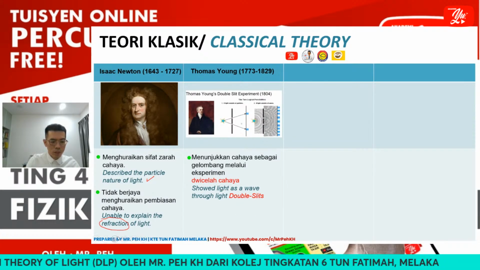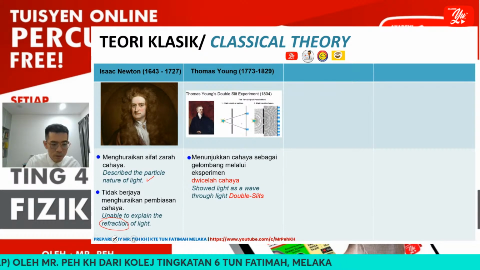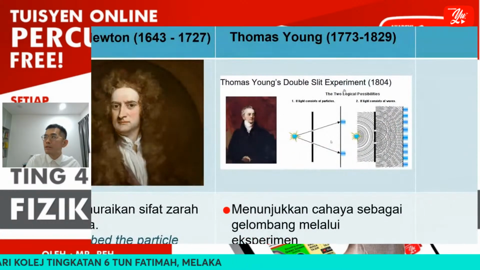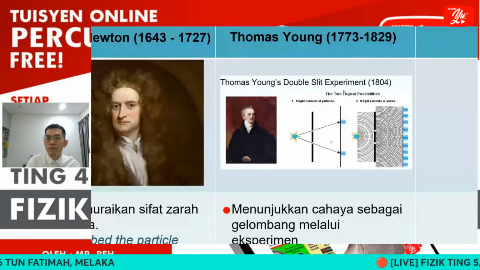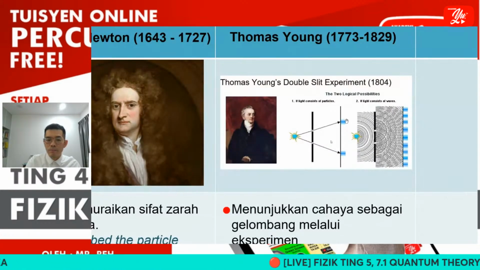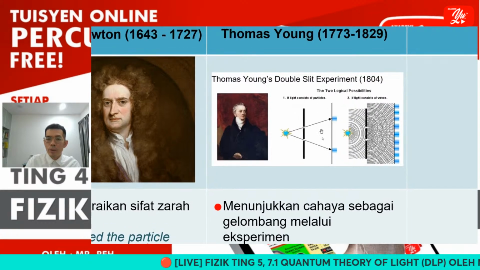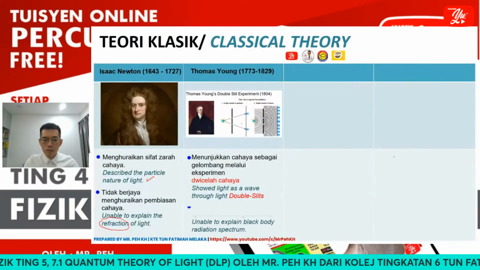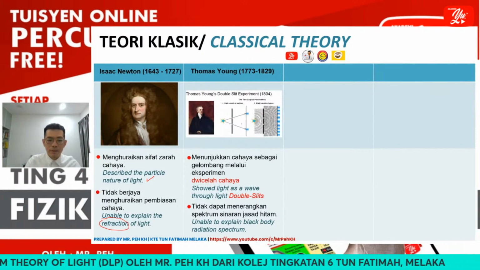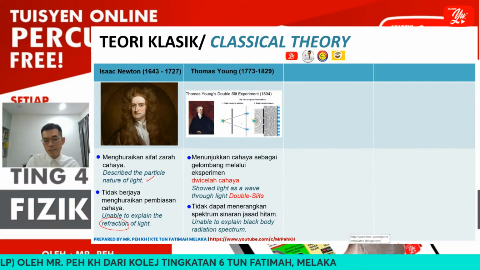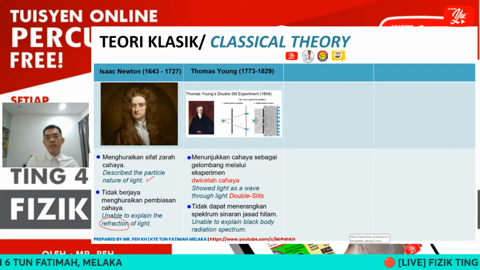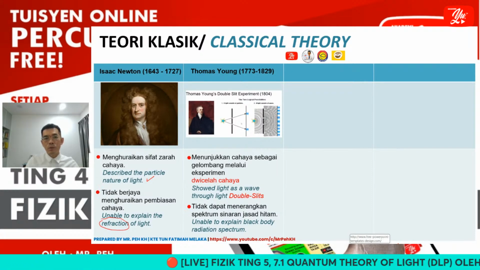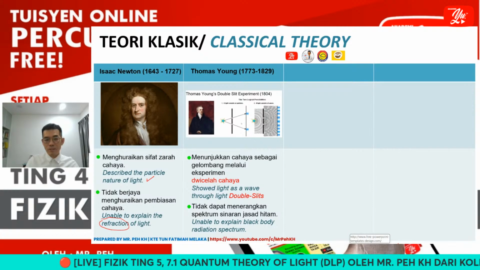This experiment you have also already learned in Form 4, chapter 4.3. This experiment shows the diffraction and interference effects. However, he was also unable to explain the black body radiation spectrum, which we just explained. The black body radiation is in a curved shape and gives lower intensity when the frequency of light increases.